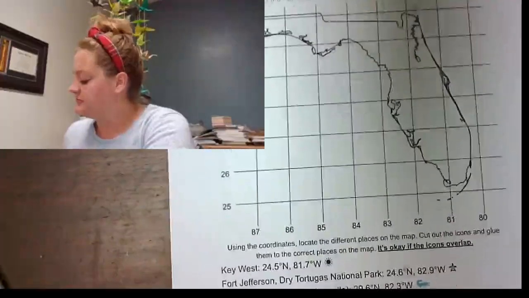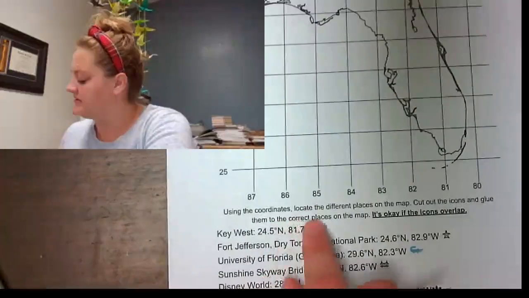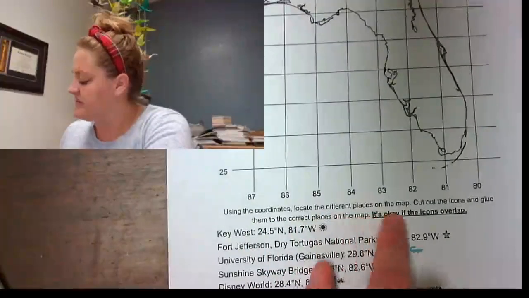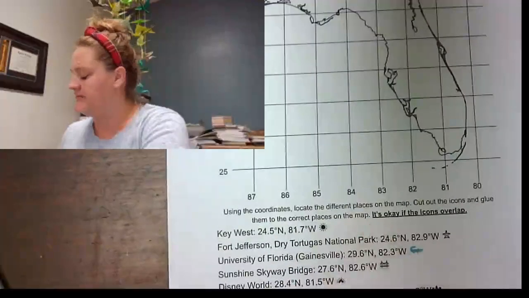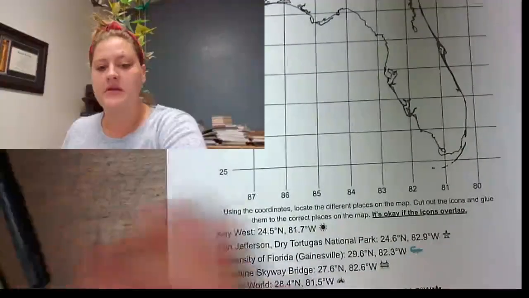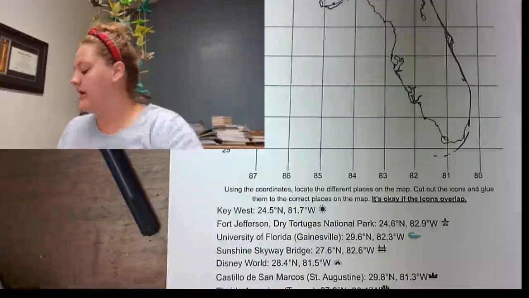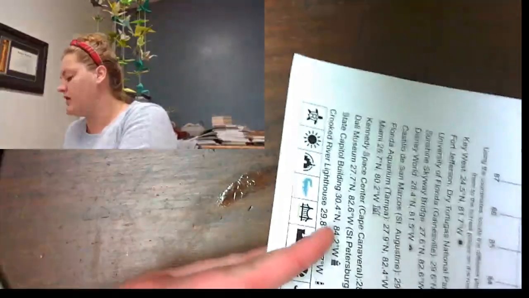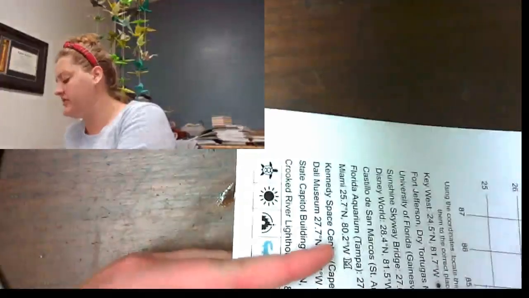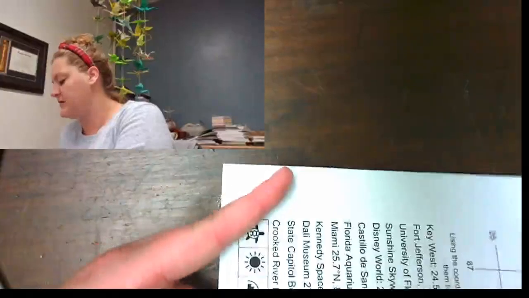Let's read the instruction. Using the coordinates, locate the different places on the map. Cut out the icons and glue them to the correct places on the map. It's okay if the icons overlap. So first we're going to cut out these little icons at the bottom of the page. And while I'm working, I'm going to leave them all attached to each other. That way there's less of a chance that I will lose them as I work.